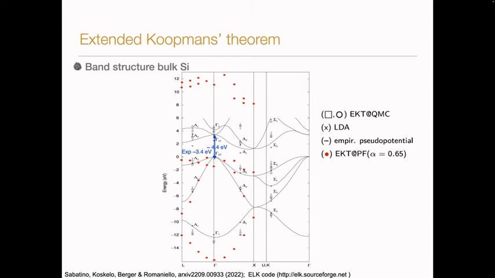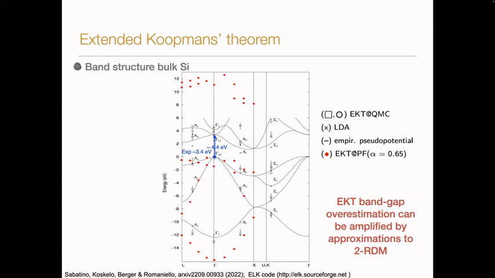When you use an approximate functional, in this case the power functional, the bandwidth, the red points, is very huge in the valence part, and the band gap is hugely overestimated. So this means that when you use approximate functionals, of course, the overestimation of the EKT can be much amplified.